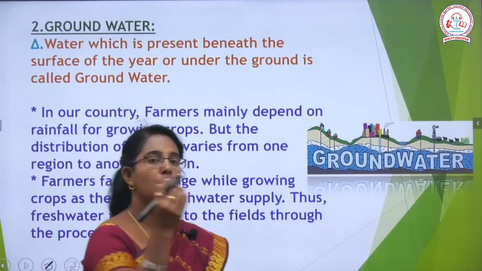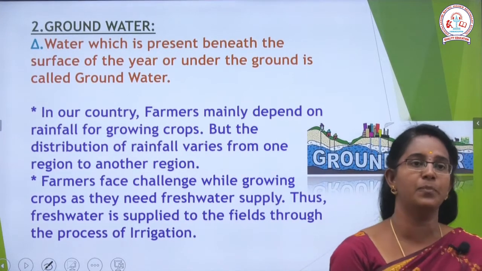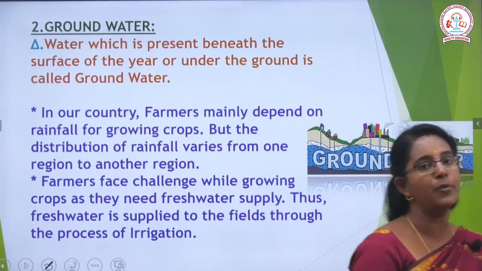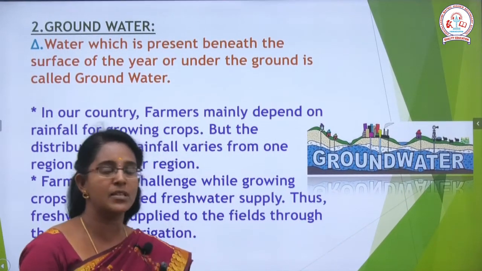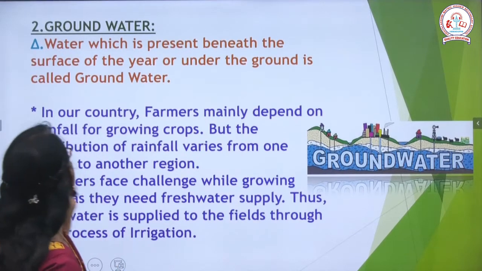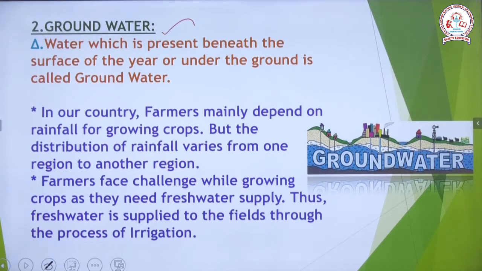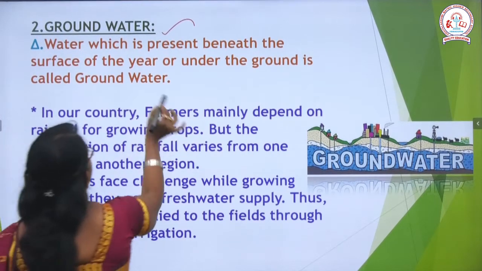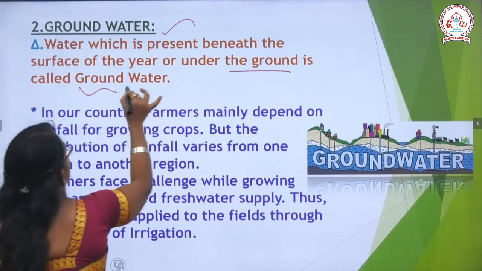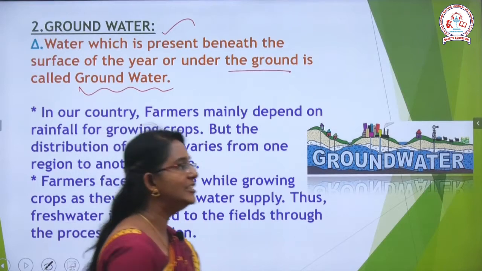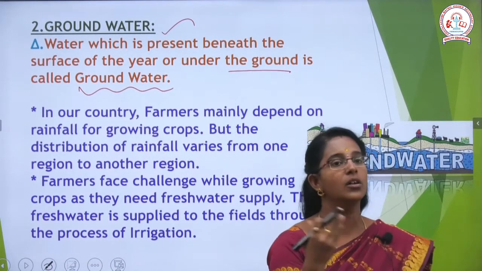Next, groundwater. What is groundwater? It is settled deep under the earth, at the deepest position below the earth's surface. Water which is present beneath the surface of the earth, under the ground, is called groundwater. So already I explained that it is the deepest space in the earth, that is called groundwater.